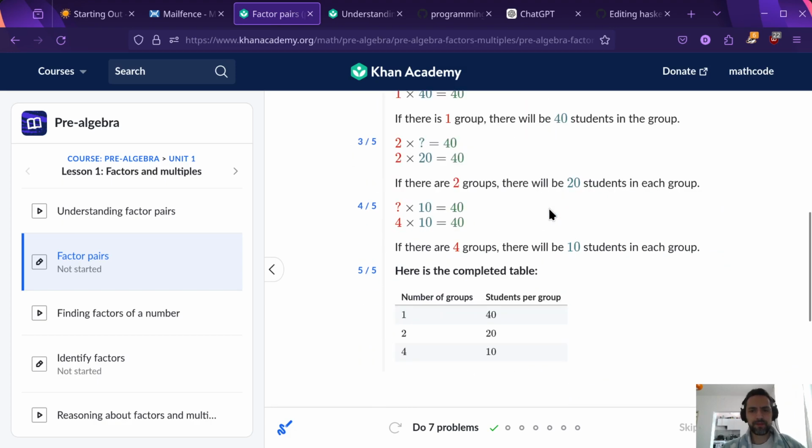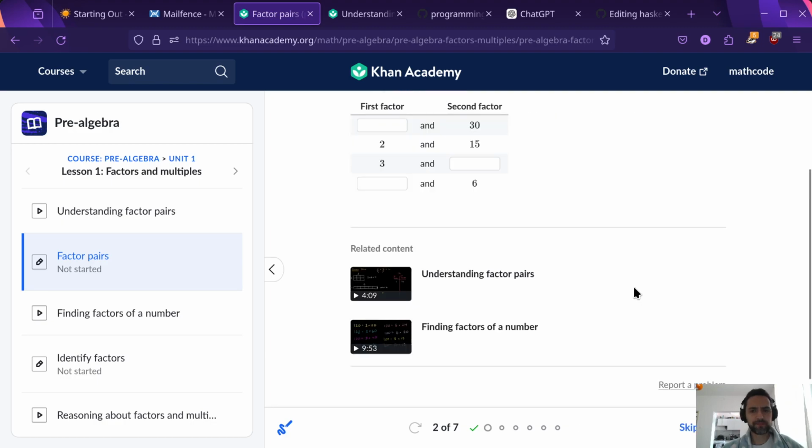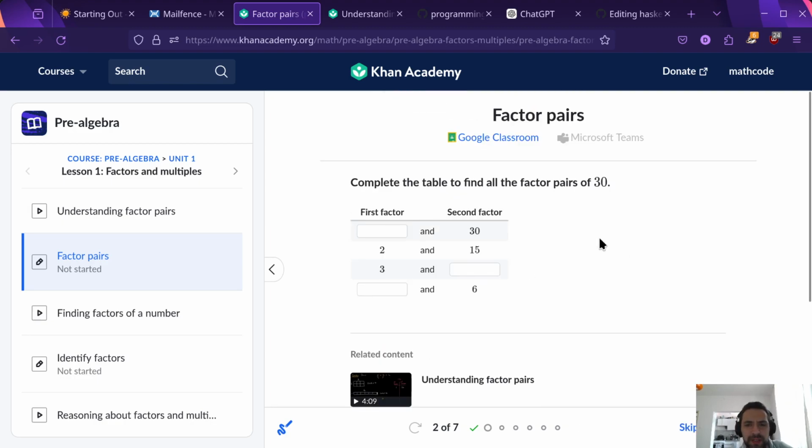We know there are 40 students. Here's the complete table. Next question. Complete the table to find all the factor pairs of 30. I guess you have to use paper to solve this. First factor, second factor. If the second factor is 30, then the first must be 1. And then it's 2, and then it's 15, and then it's 3, and then what? 10. And then it's 5 and 6.